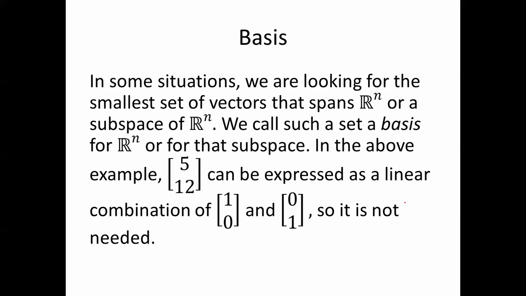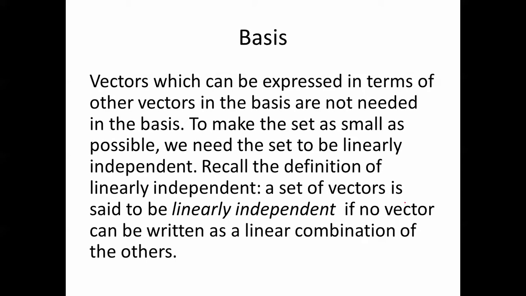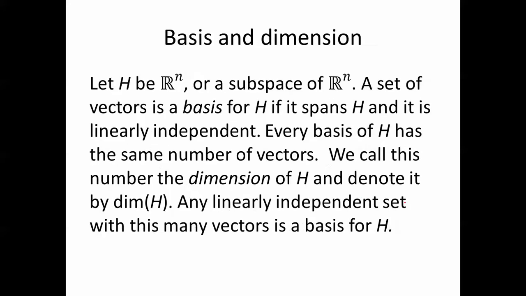In the above example, (5, 12) can be expressed as a linear combination of (1, 0) and (0, 1), so it's not needed. Vectors which can be expressed in terms of other vectors in the basis are not needed in the basis, because a basis is as small as possible. It's lean, it's mean. To make this set as small as possible, we need this set to be linearly independent. Recall the definition of linearly independent. A set of vectors is said to be linearly independent if no vector can be written as a linear combination of the others.